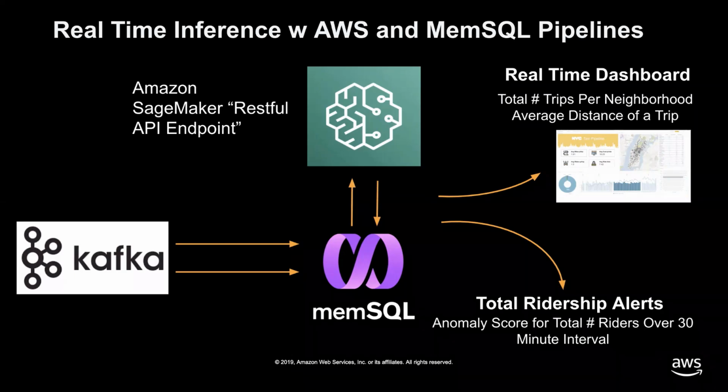Just to emphasize what you're going to see today, we're going to be bringing live data off of a Kafka stream into MemSQL. As that data is being ingested, we'll be using a SageMaker RESTful API endpoint, and we will score events as they stream into MemSQL. Those events will then be displayed on a real-time dashboard using Sisense. We also have the ability to do alerting to operational teams in the case of anomalies.